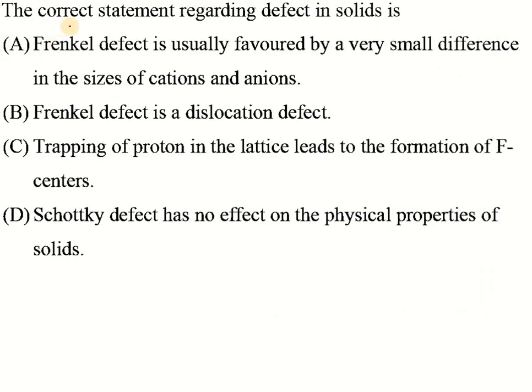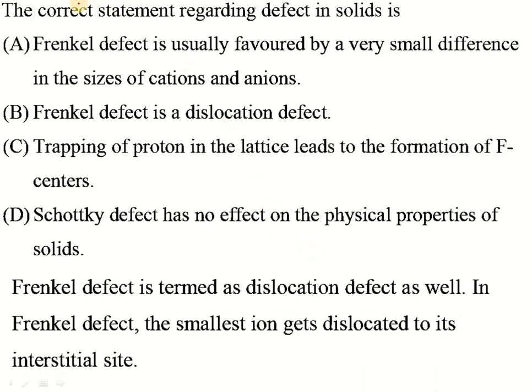Next question. The correct statement regarding defects in solids is: Frenkel defect is usually favored by very small difference in size of cations and anions. Frenkel defect is a dislocation defect. Trapping of a proton in the lattice leads to the formation of F centers. Schottky defect has no effect on the physical properties of the solids. They are asking the correct statement. So Frenkel defect is termed as a dislocation defect. In this, the smallest ion gets dislocated to its interstitial site. So Frenkel defect is a dislocation defect. Option B is the right option.